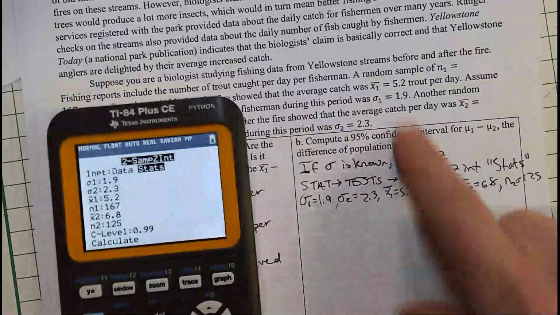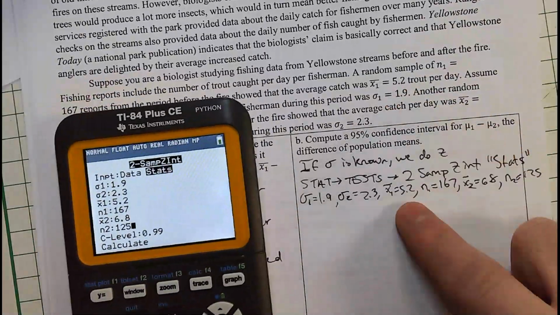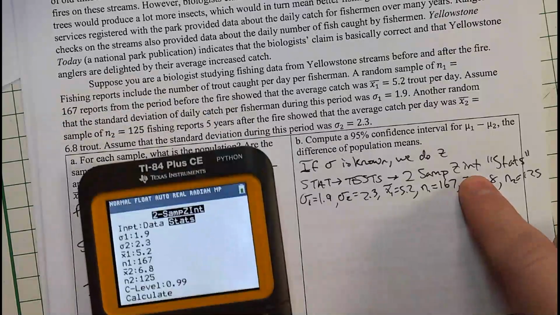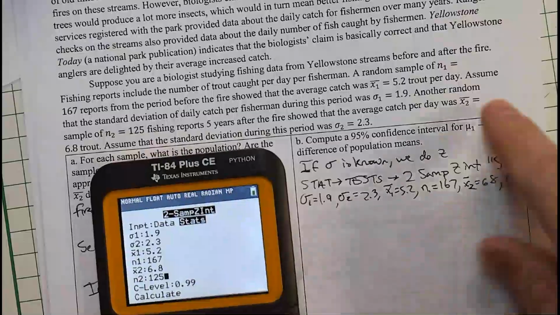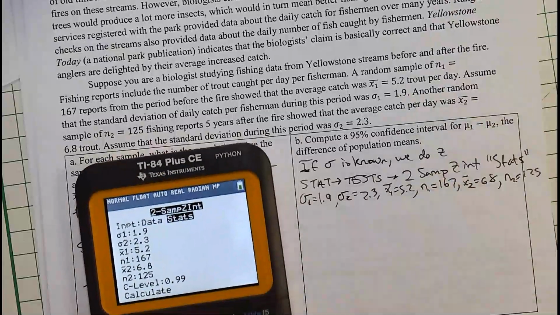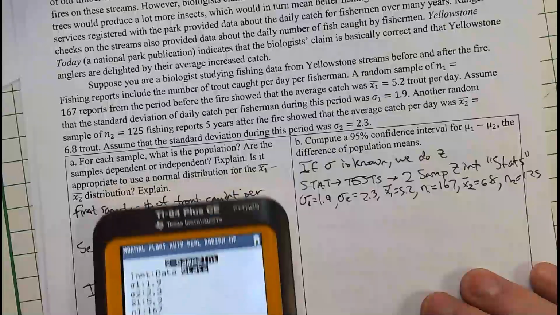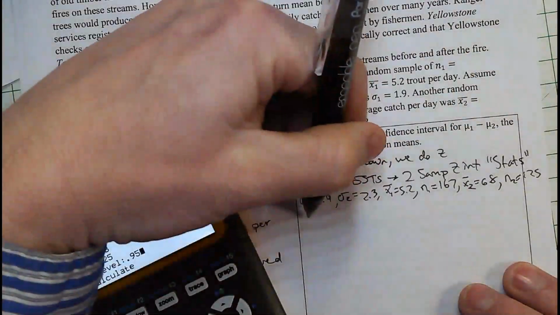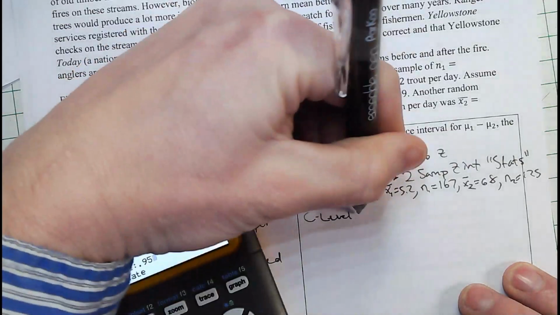1.9, 2.3, 5.2 is X bar 1. The first sample size was 167. 6.8 was the second one. And the confidence level is 95%, so 0.95.